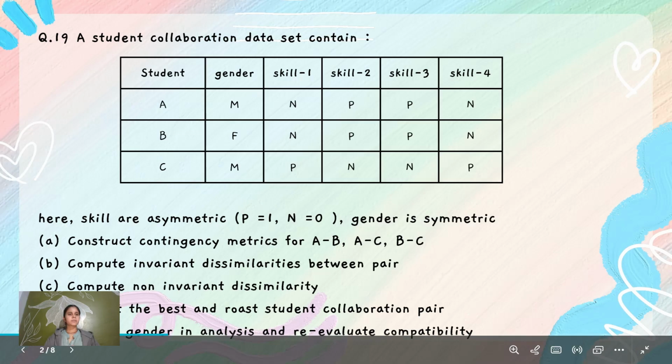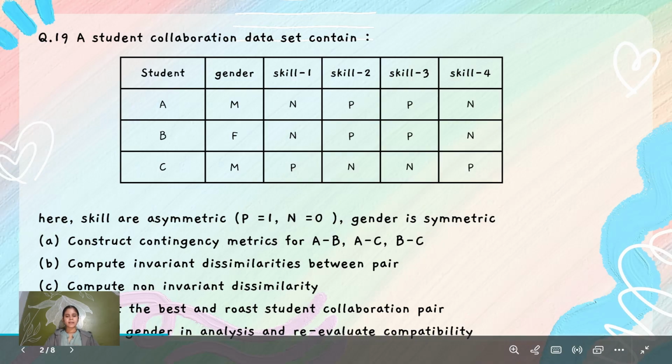So let's solve this. A student collaboration dataset contains a table. You can see the table on the screen, which has 6 columns and 4 rows: student, gender, skill 1, skill 2, skill 3, and skill 4, and 3 students A, B, and C. Here, skills are asymmetric, where P equals 1 and N equals 0, and genders are symmetric. So we have the question subparts.